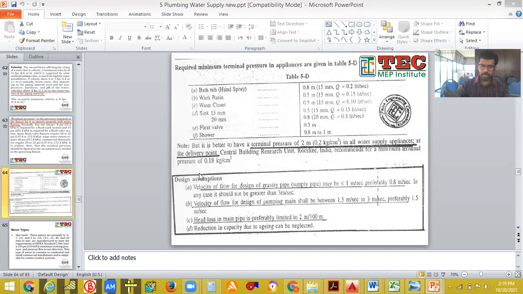Sometimes you'll be dealing with APC or UPC, like that. You'll be changing it. Let's see. Now, before that, you need to know something like design assumptions.